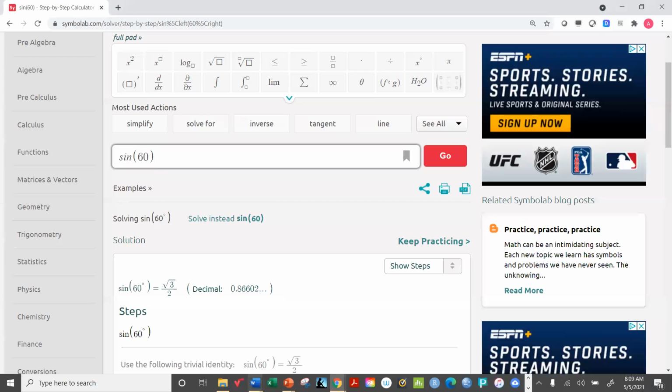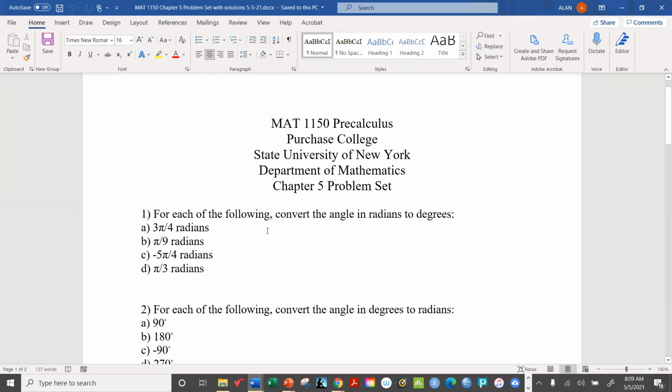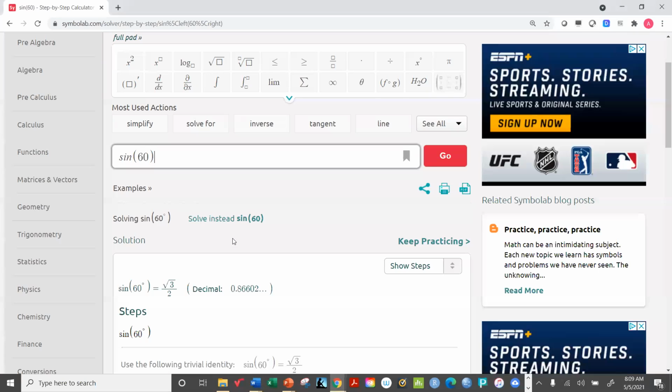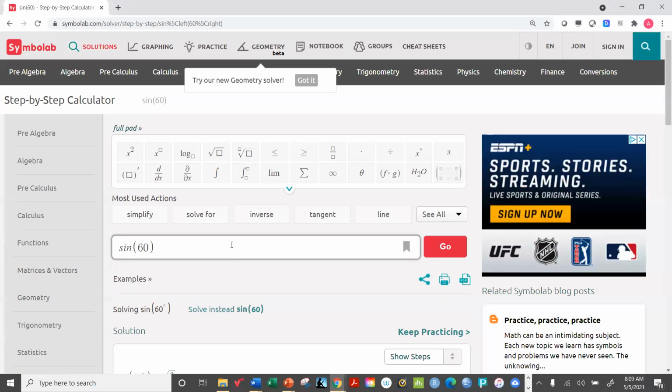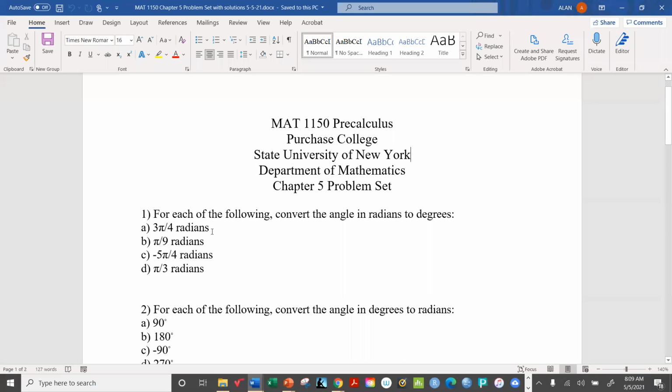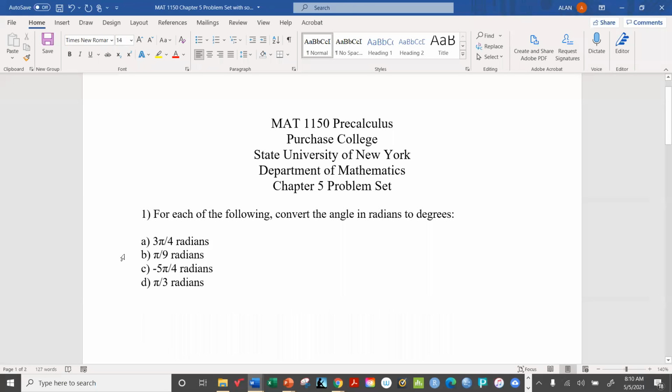All right, so that being the case, let's take a look at this chapter 5 problem set. So now here, I don't know if Symbolab can help us with this. It's asking us to convert radians into angles. Now, how exactly do you do that? All right, well, it's actually pretty straightforward. All you need to do is multiply by 180. Let's do that right here.